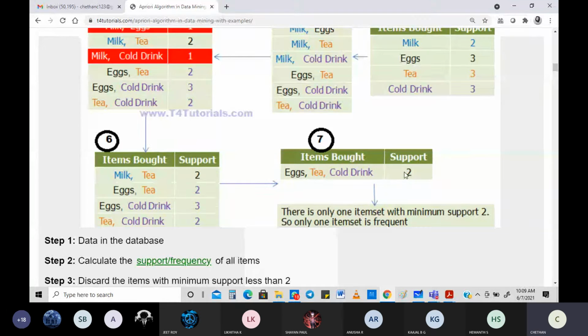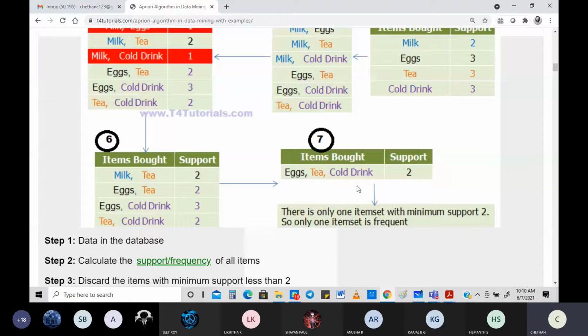That is very, very important to figure out. Now the most important part. What is the most important part here? You can see XT cold drink is having a support of 2. There is only one item set with a minimum support of 2, so only one item set is frequent. So what is the thing that you got? XT cold drink are the ones that need to be kept together.